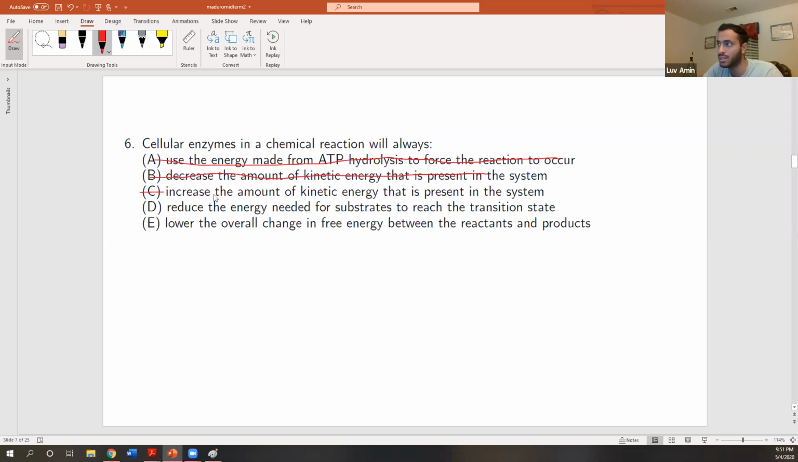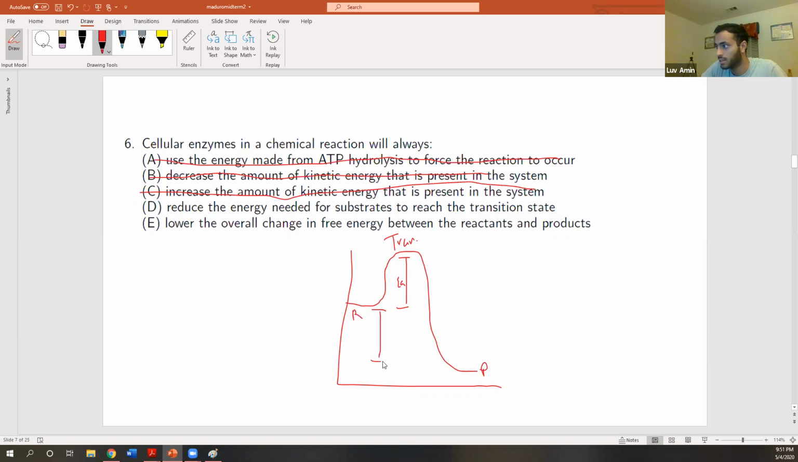Same with C. We can take that one out either. Reduce the energy needed for substrates to reach the transition state. Well, this sort of makes sense, right? So let's draw a normal energy diagram of a reaction. So we have our reactants, and then we have our transition state, and then we have our products, right? So it's products, reactants. This right here is our transition state, right? And this is our activation energy. And this, just for review, is our delta G, okay?